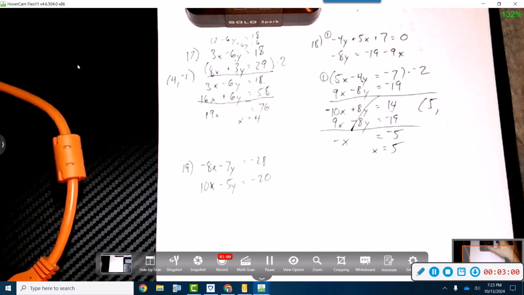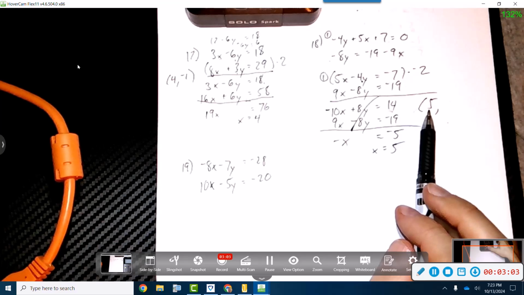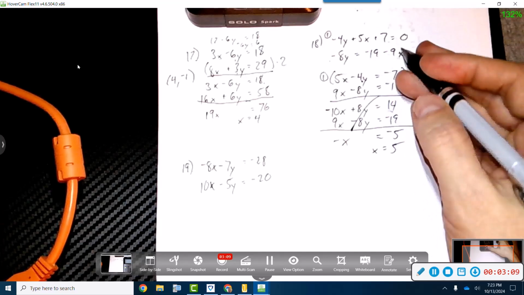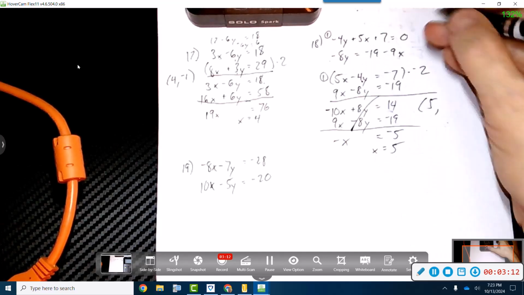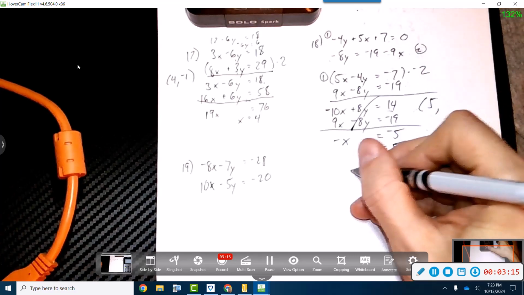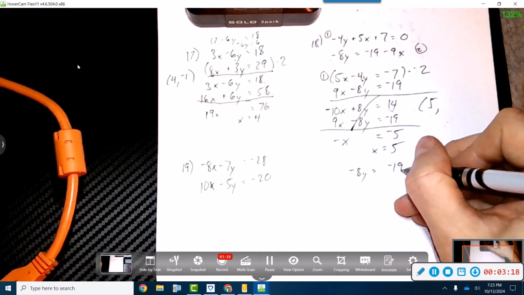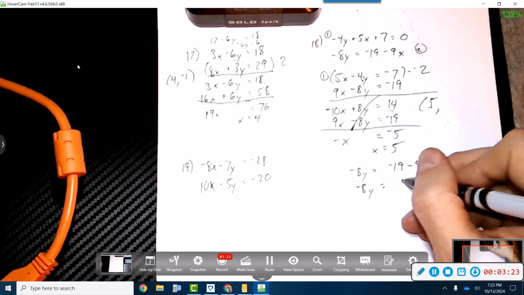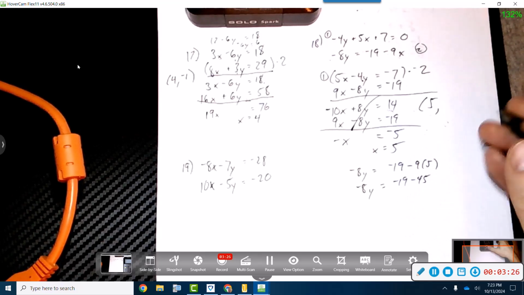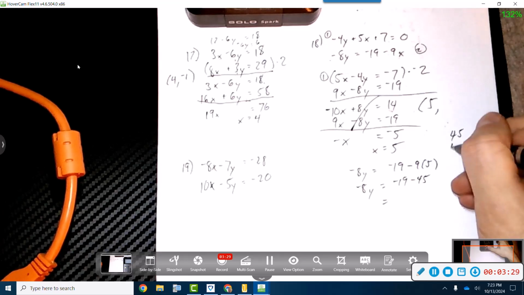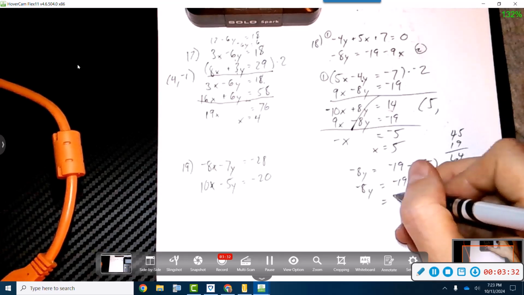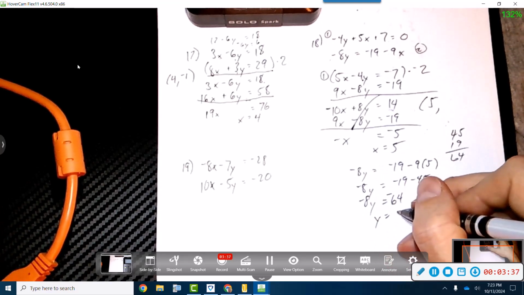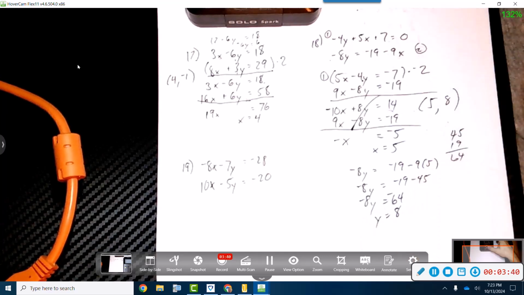So what you could do is take a gander at your choices, and if your x coordinate is 5, and there's only 1, then you're all set. But since I don't have that yet, why not plug it into the second equation there? So negative 8y equals negative 19 minus 9 times 5. So what is that? That is going to be negative 19 minus 45. So 45 plus 19 is going to be 64, but it's definitely going to be negative. So when I divide by negative 8, we're going to get a positive 8. So our answer, our intersection is 5, 8.